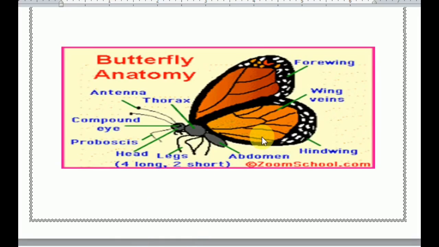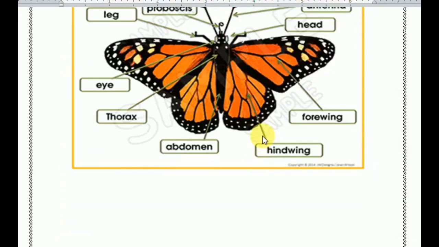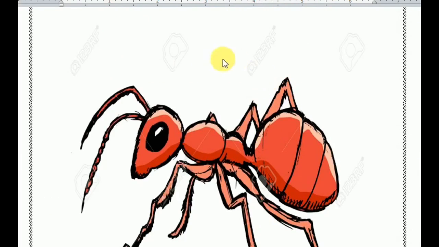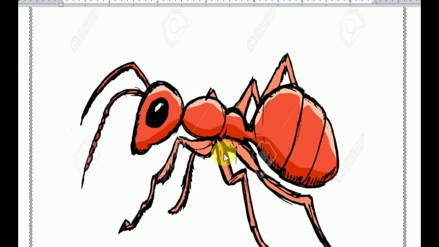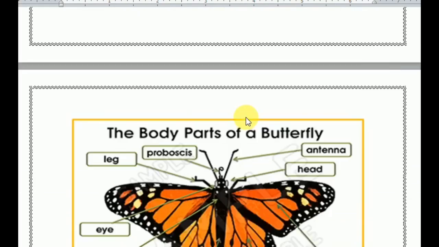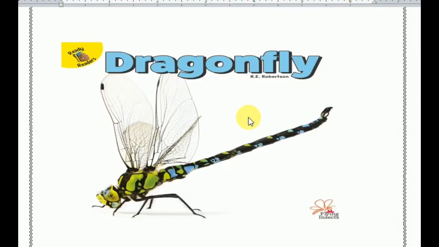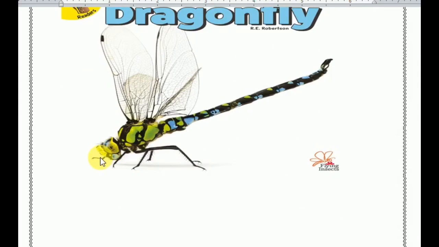This butterfly has 2 sets of wings, but in this ant picture we cannot see the wings here, but 1 set of wings it has. It is not visible much, and 6 legs and 2 antennas are there for all the insects. Here you can see this dragonfly's antennas are very small, very tiny. It is very difficult to see also.